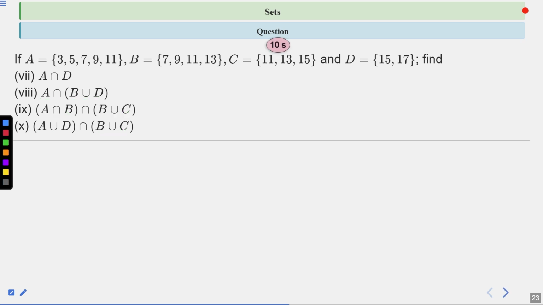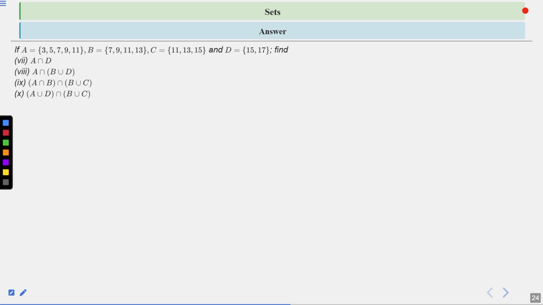So you'll have some seconds to try this problem. Then afterwards we will move on to the solution slide. So your time starts now. The time is up. So, solution starting with 7th.